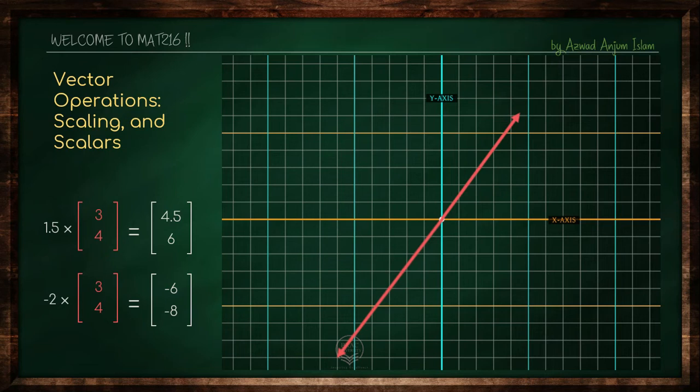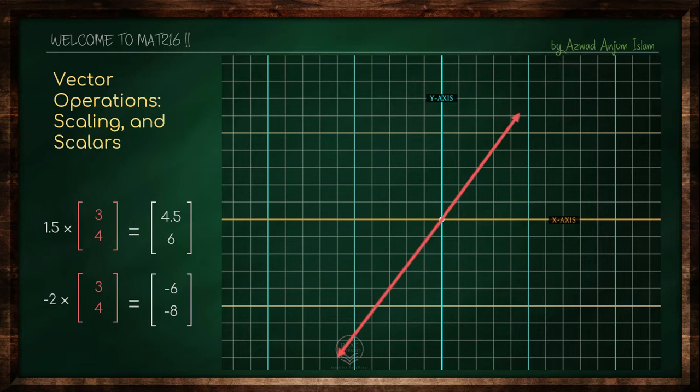Now there is something interesting we can notice here. Now look at this vector, the vector that we originally started with, the vector 3, 4. If we scale it using all possible scalars, which means if we multiply this vector using all possible real numbers, what are the vectors that we are going to get? Here we have got 4.5, 6, and minus 6, minus 8. But these are just two examples.